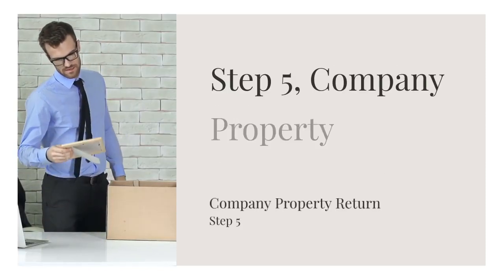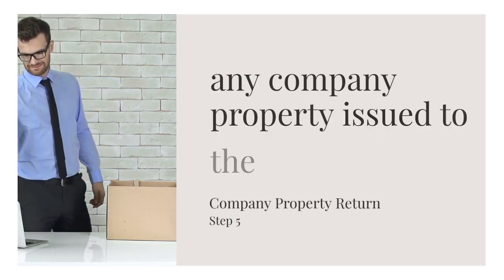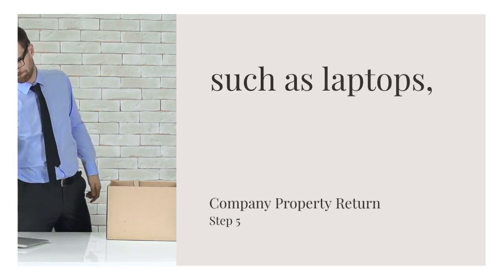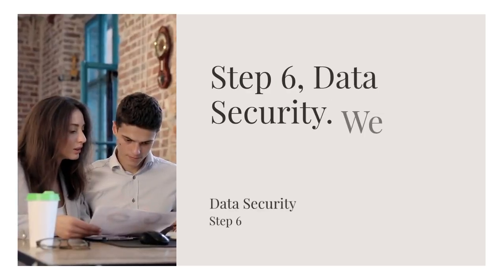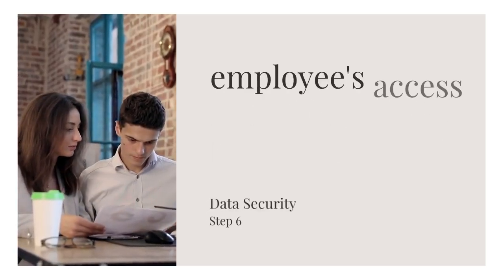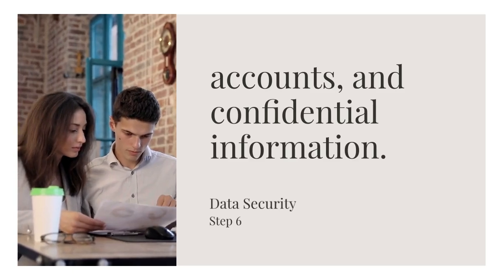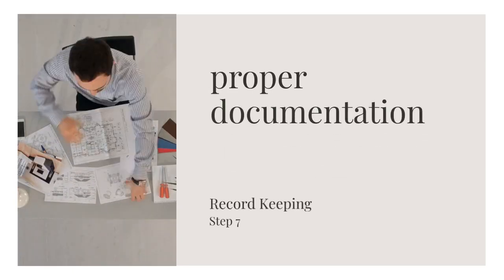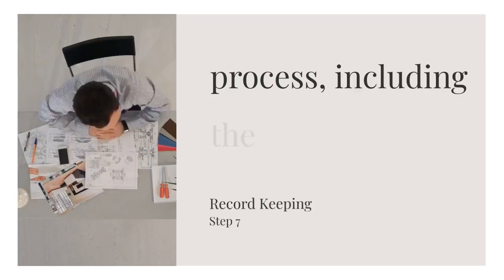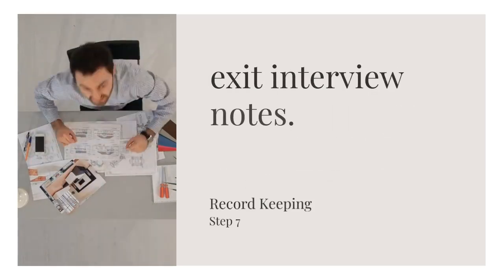Step 5. Company property return. We must collect any company property issued to the employee, such as laptops, phones, access cards, or uniforms. Step 6. Data security. We must disable the employee's access to company IT systems, email accounts, and confidential information. Step 7. Record keeping. We should maintain proper documentation of the termination process, including the reason for termination, notice period adherence, and any exit interview notes.